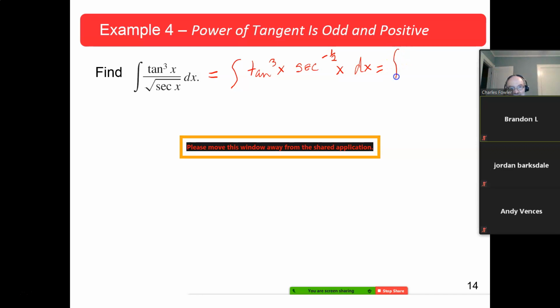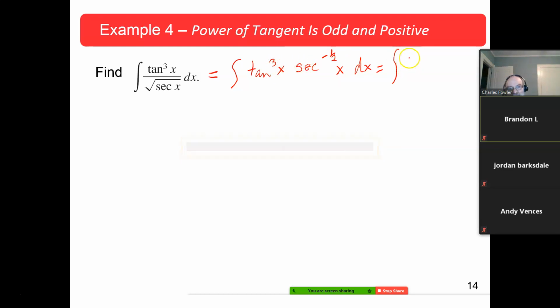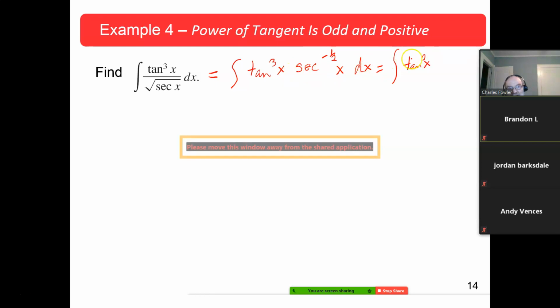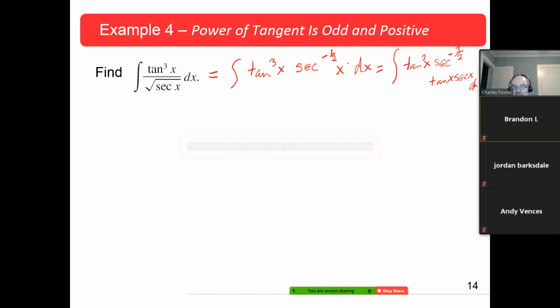I can't. This will be the integral. Pull out a tangent and a secant, and convert everything. So this will leave you a tangent squared x, if you pull out a tangent, and then pull out a secant x, so this will now become a secant to the minus 3/2 power. I'm running out of room here, and what we're left with is a tangent x secant x dx.